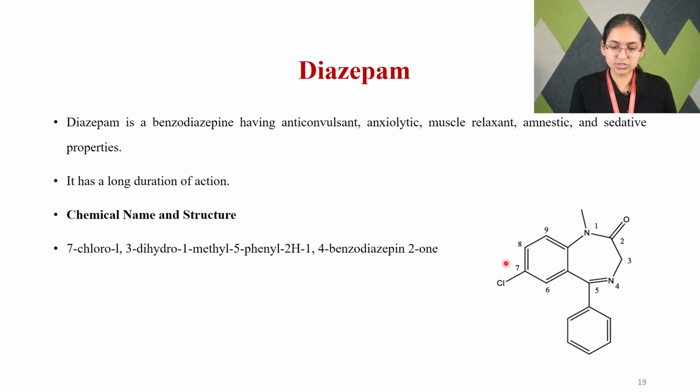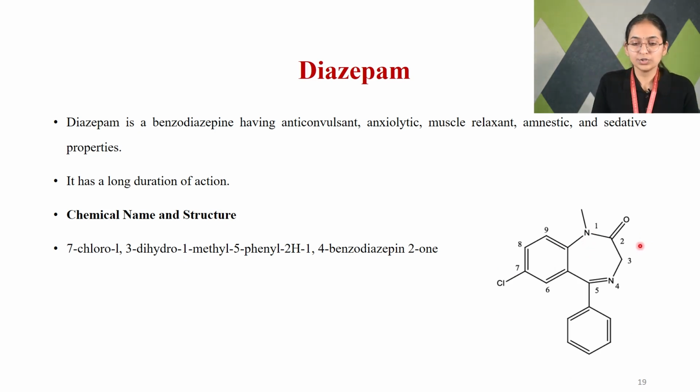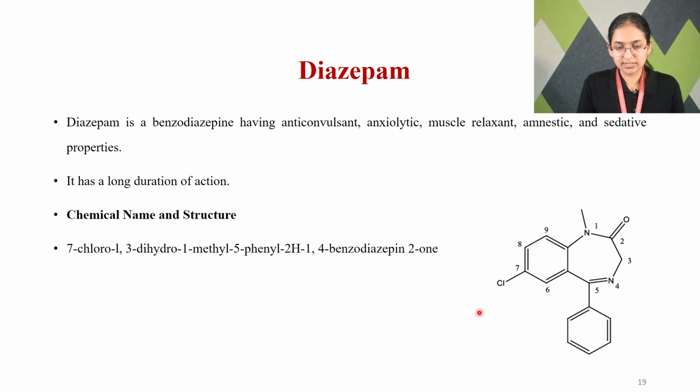Here you can see this is the structure of diazepam. Now in this, the chemical name is 7-chloro-1,3-dihydro-1-methyl-5-phenyl-2H-1,4-benzodiazepin-2-one. So here you can see this is the structure of the benzodiazepine, where the numbering starts from here: 1, 2, 3, 4, 5, 6, 7, 8 and 9. So here you can see, on the first position the 1-methyl group is there. Here you can see the 7-chloro group is there. This is how the chemical structure names are given.